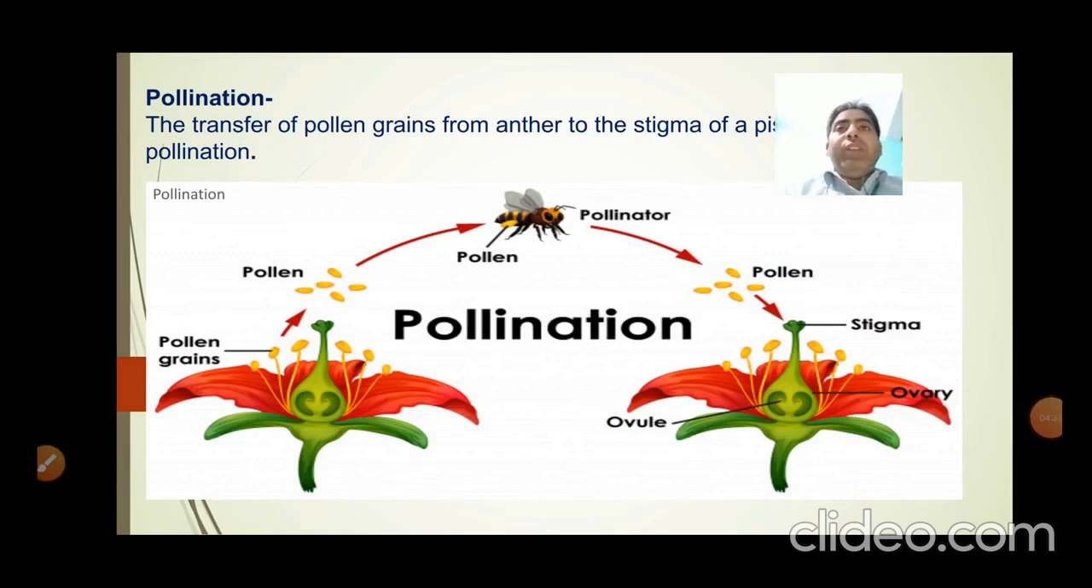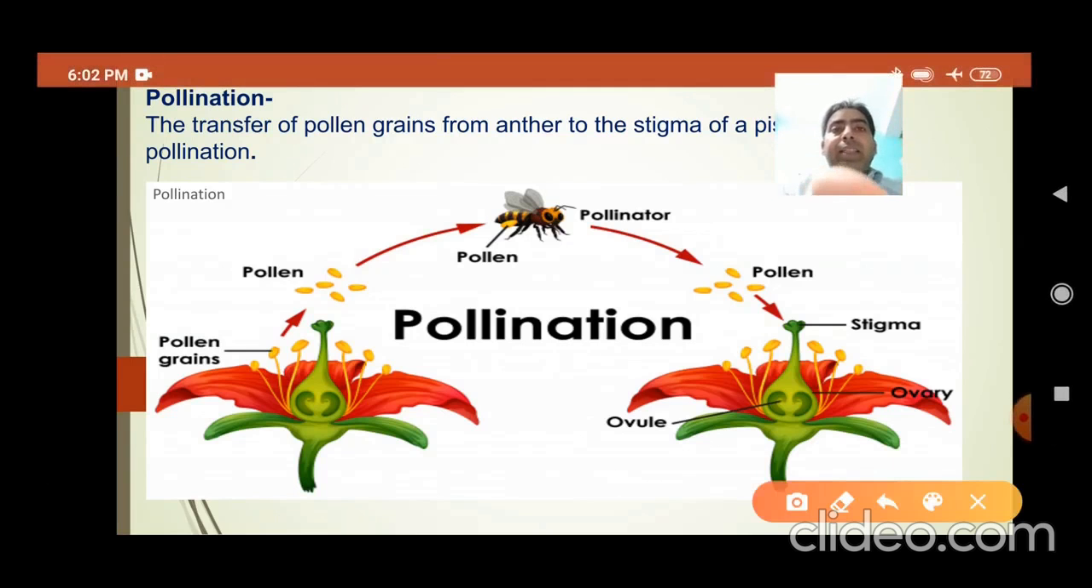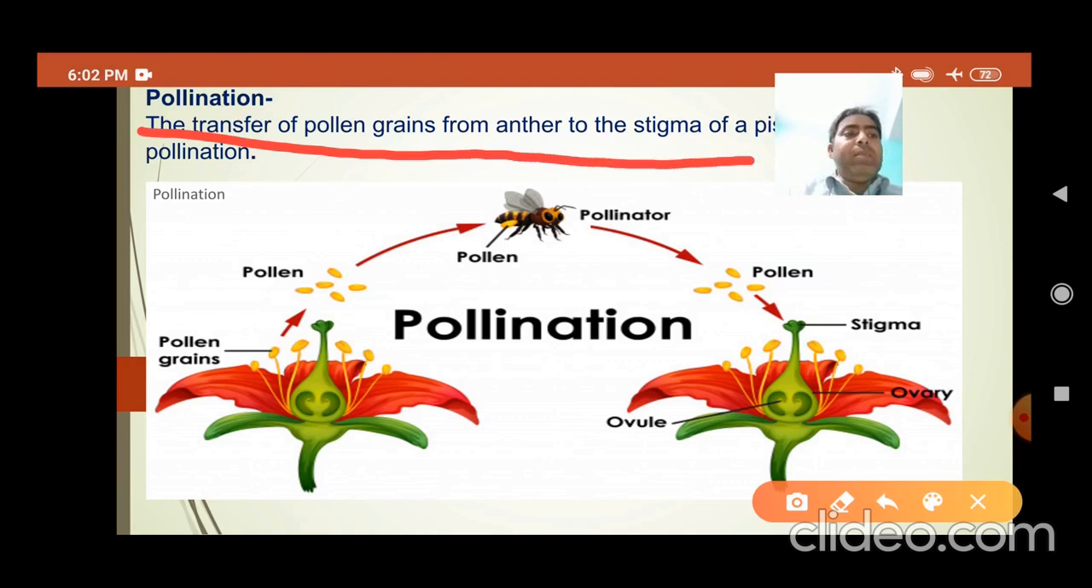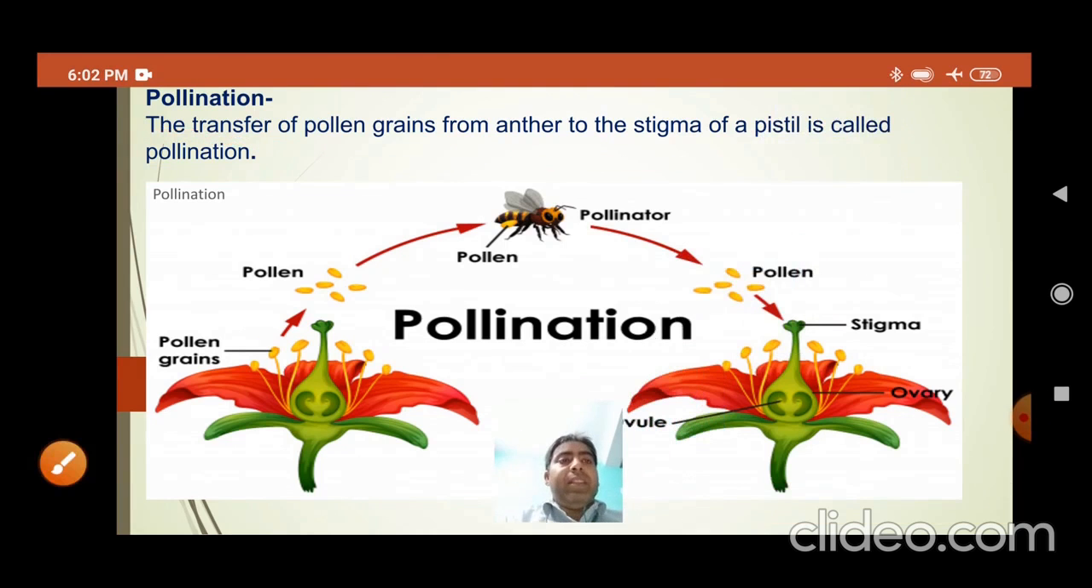Now we are going to read about pollination. Pollination is the mechanism of sexual reproduction. What is pollination? It is the transfer of pollen grains from the anther to the stigma of a pistil. You can see here, these are pollen grains.